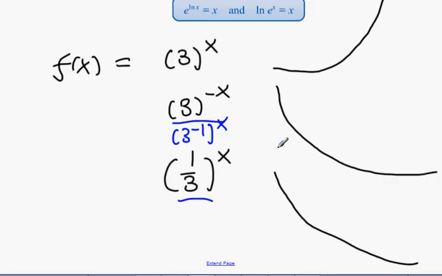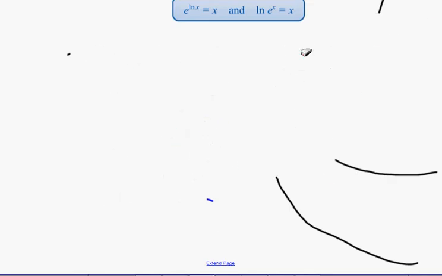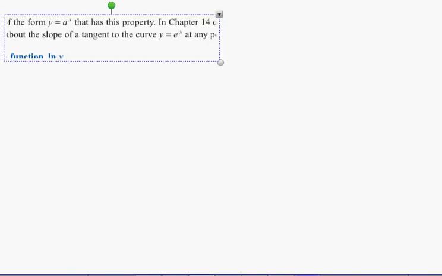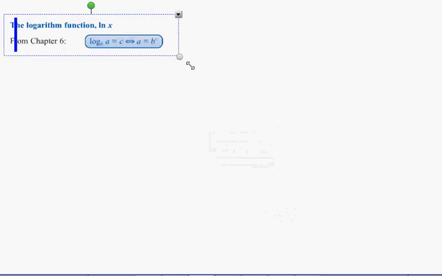Is that alright? Now, what we're going to do next is revise exactly what logs are, okay? And what exactly e to the x is. So, quick revision of what logarithms actually are.